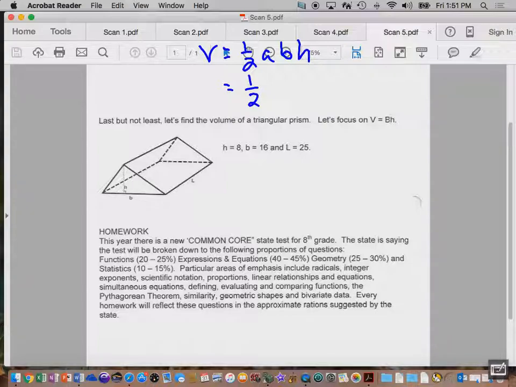So the height is 8, so I'm going to put 8 in place of the height. B is 16, I'll put 16 there. And the length is like A, it's the same thing. What's the length here? 25. So now on your calculator do 1/2 times 25 times 16 times 8. And let's see what you get. I think it's either 1600 or 160, one or the other.